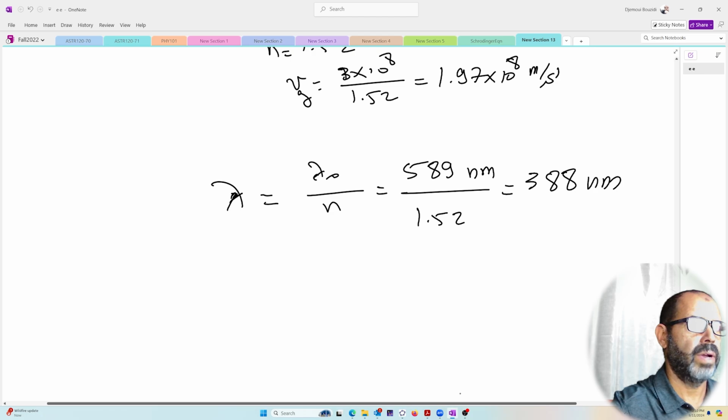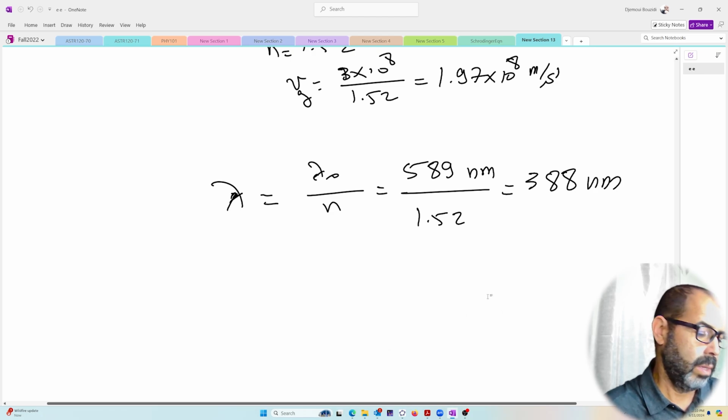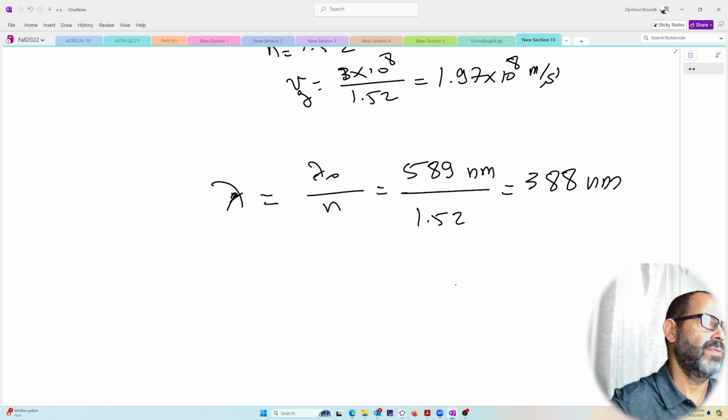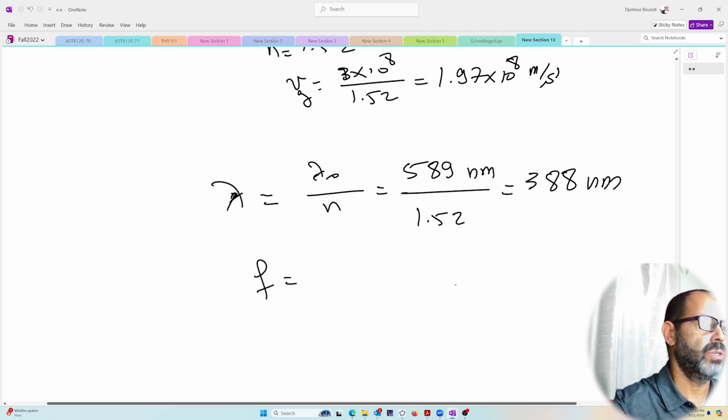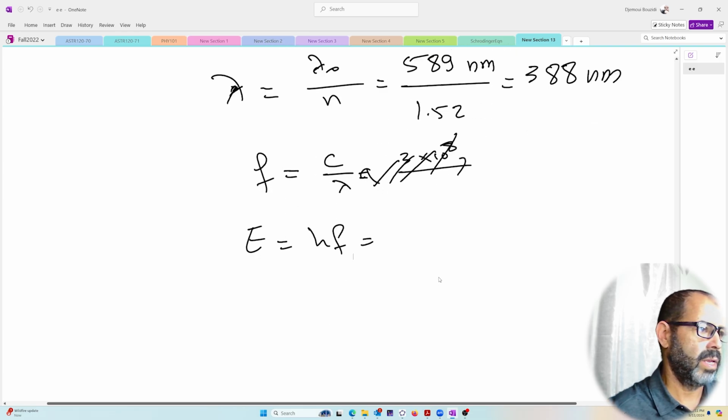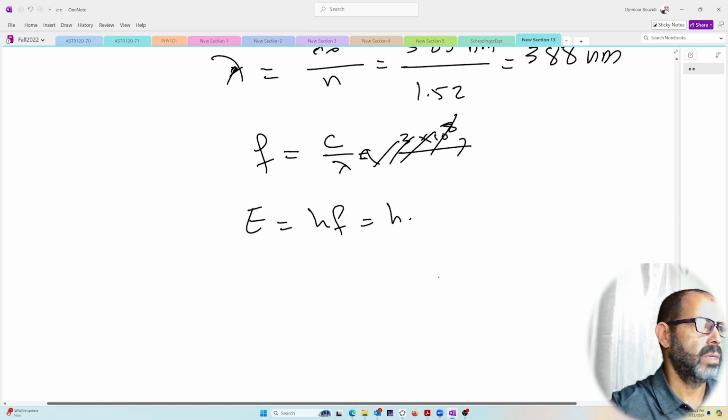It's like a violet or blue or something like that. And the energy of the photons. There are several ways of finding it. You can find the frequency. The energy should not change, by the way. You can find it in both ways, and it's going to be the same thing. The frequency is equal to the speed of light divided by the wavelength, and the speed of light is 3 times 10 to the power 8. Let me first write the final expression. The energy is equal to hf, so it's going to be h times c over lambda.